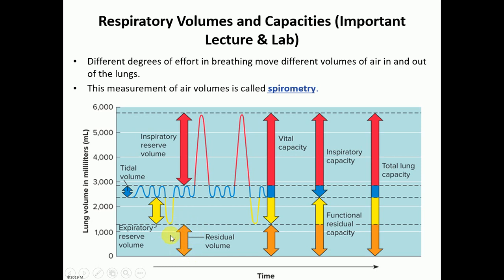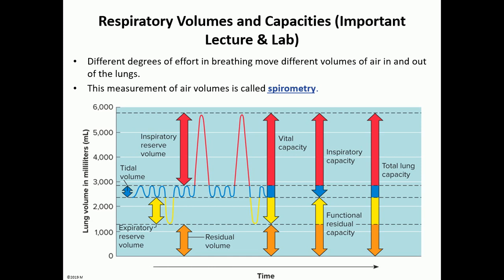Okay? At the end, there is going to be some air left inside of the lungs. So no matter how much you try to breathe out and how hard you breathe out, there's always a little bit of air that is going to be left in the lungs, or we would have collapsed our lungs. Okay, that is known as the residual volume. So the residual volume is always going to remain in the lungs, no matter how much you try to get it out.